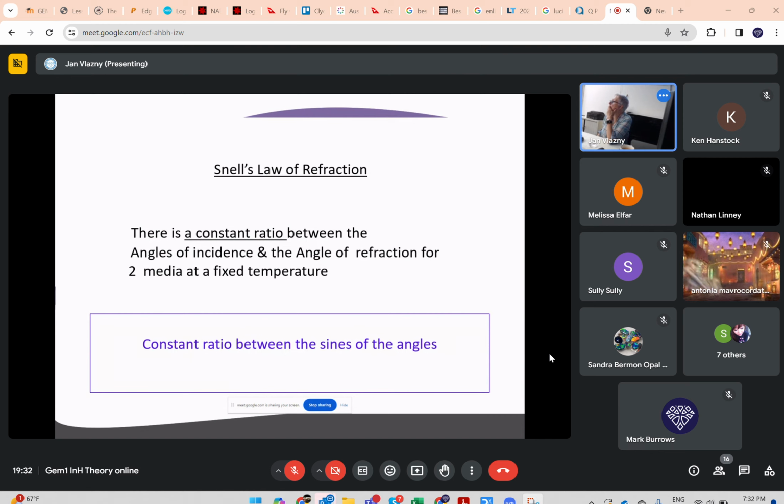So in the notes, it says part two of that is the incident and the refracted rays and the normal at the point of incidence lie in the one plane. Exactly, just like the reflection. So with reflection, the incident, the reflected, and the normal are all in the one plane. You can't have one going off at a different angle. And it's exactly the same for the refracted ray. Both your rays are going to be in the one plane and the same plane as the normal.